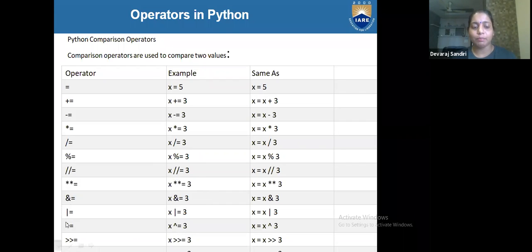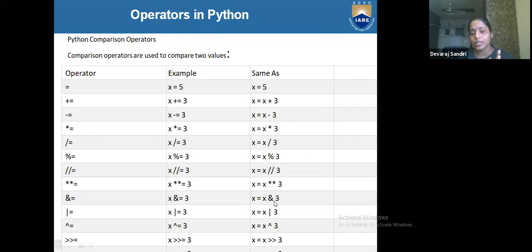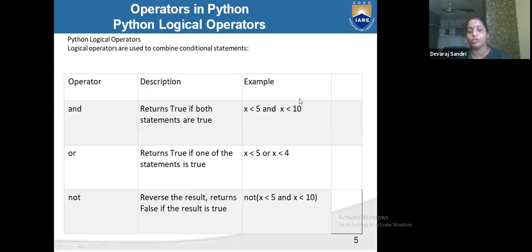Okay, and the pipe symbol: x pipe equals 3. This is the ampersand symbol, and this is the and symbol. And this is the power symbol: x power equals 3, or x equals x power of 3. Or, this is left shift equals 3, this is x left shift, and like this, right shift is also there.